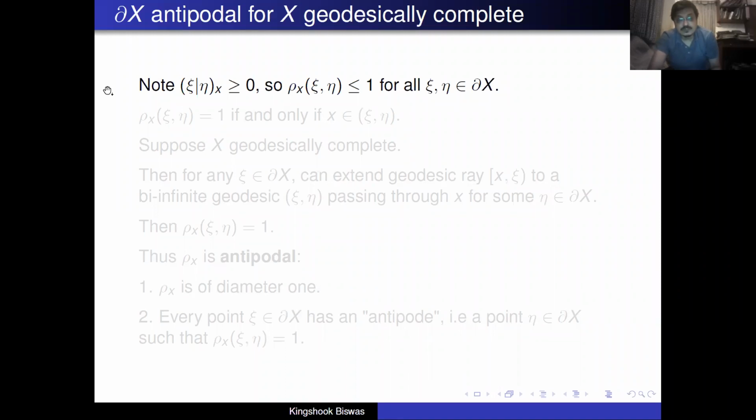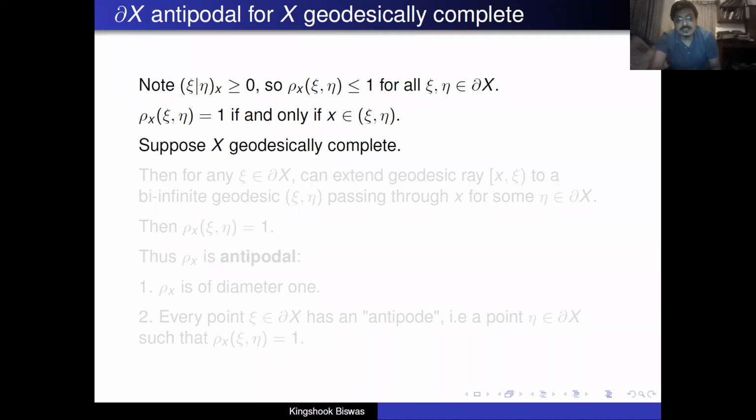So first note that since Gromov inner products are non-negative, the visual metrics are bounded above by 1. And the visual distance between 2 points xi, eta with respect to X is 1 if and only if X belongs to the unique bi-infinite geodesic joining the boundary points xi and eta.